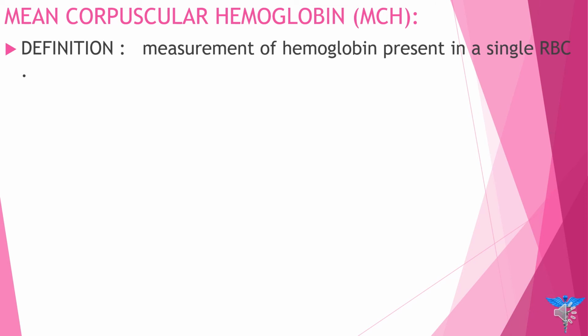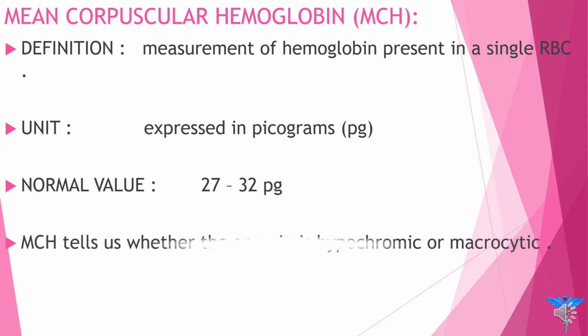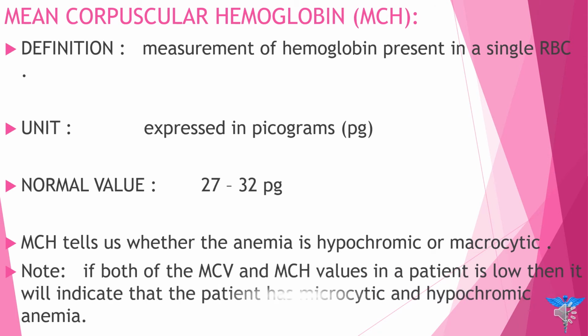Now we have the mean corpuscular hemoglobin, MCH, which indicates the presence of hemoglobin in a single red blood cell. It is expressed in picograms, Pg, and its normal value ranges between 27 to 32 picograms. If a patient's MCH value lies below 27 picograms, it indicates hypochromic anemia, while if the MCH value is high, it indicates macrocytic anemia. But if a patient's MCV and MCH values are both low, it indicates microcytic and hypochromic anemia.